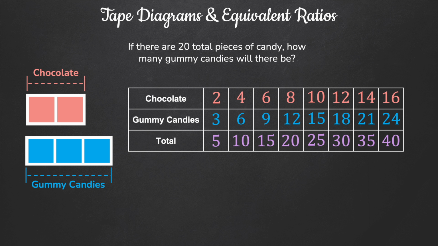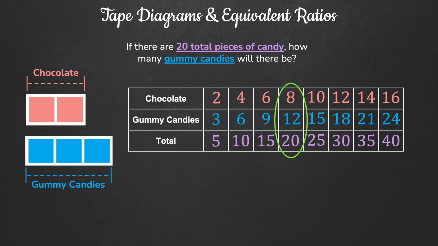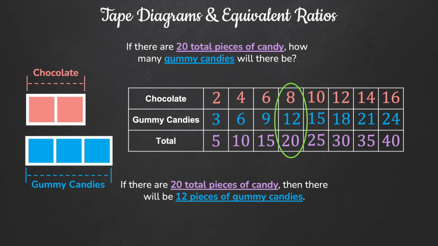Our next question says, if there are 20 total pieces of candy, how many gummy candies will there be? So we're going to look in our chart for 20 total pieces of candy, and then see how many gummy candies there will be. So if there are 20 total pieces of candy, then there will be 12 pieces of gummy candies.